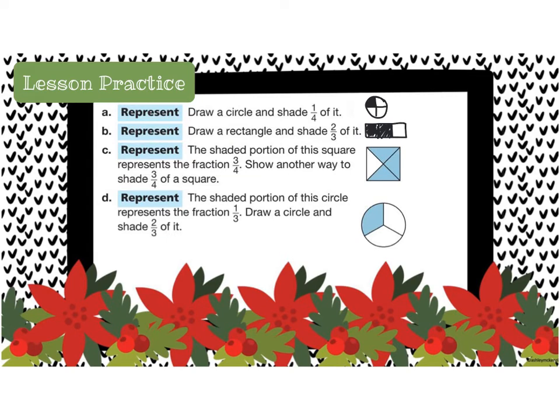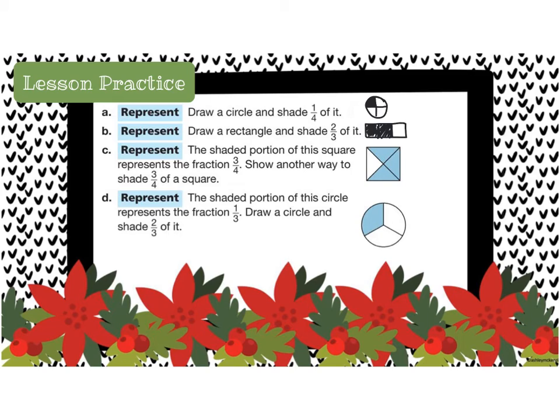Okay, part C says, the shaded portion of this square represents the fraction 3/4. Show me another way to shade 3/4 of a square. That's just one way. What's another way? Square. The other kind of square. There you go. Good job.